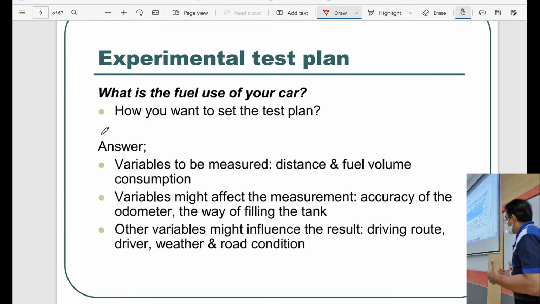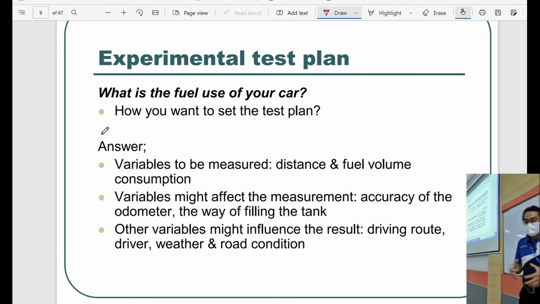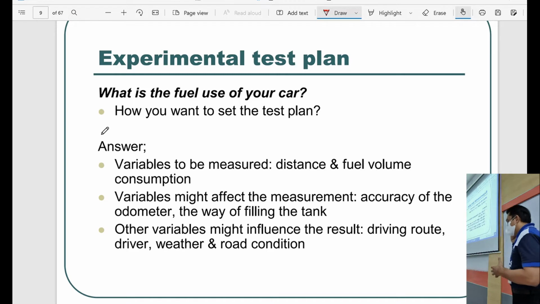So please make sure that you know what is noise and what is interference, what is a parameter and what is a variable. These four terminologies we introduced from last week until now. Once we know what the independent variables, dependent variables, noise and interference are, now we need to look into the experimental plan, the test plan.